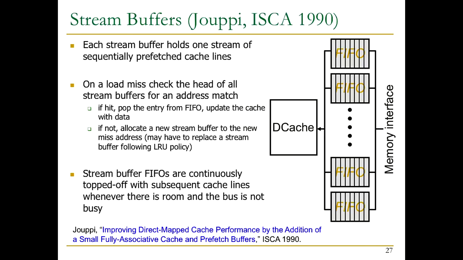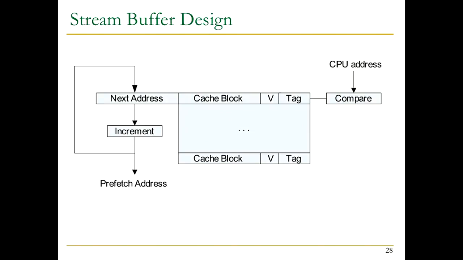And stream buffer FIFOs are continuously topped off, so when there's a space that becomes available over here, you prefetch from the memory. If the processor has used one entry over here, space becomes available, so you prefetch another one from memory. So you automatically top off the FIFOs. And if you're streaming all the time, this works nicely, right? And of course, when the bus is not busy. This paper proposes a specific implementation, but the idea is more general. Basically, you can do this in a different way also, which I will describe in a little bit.